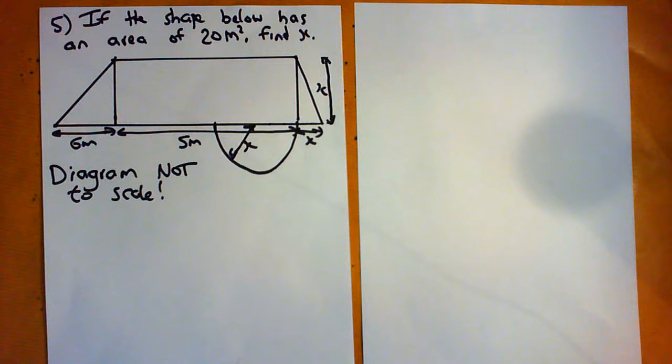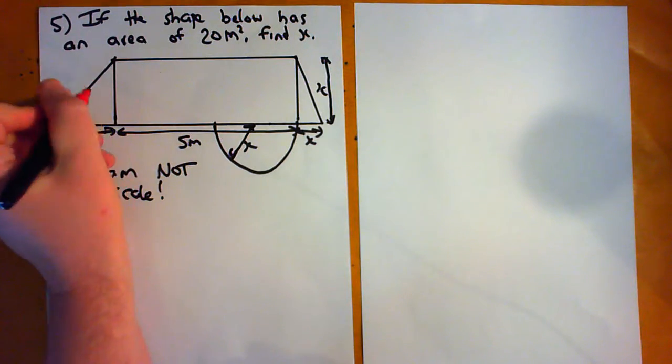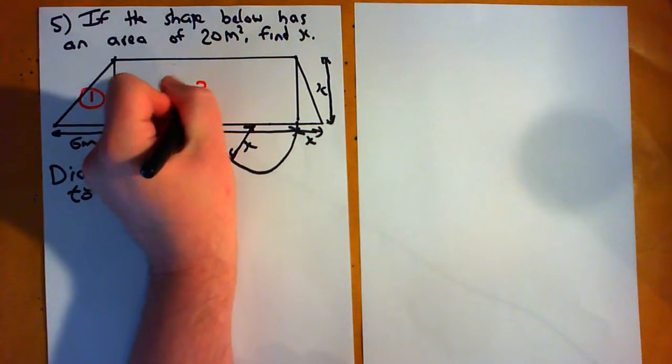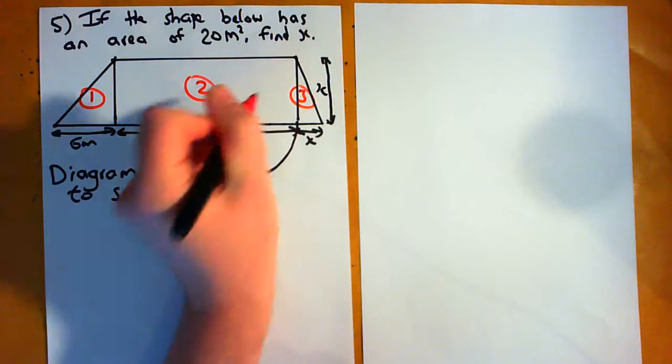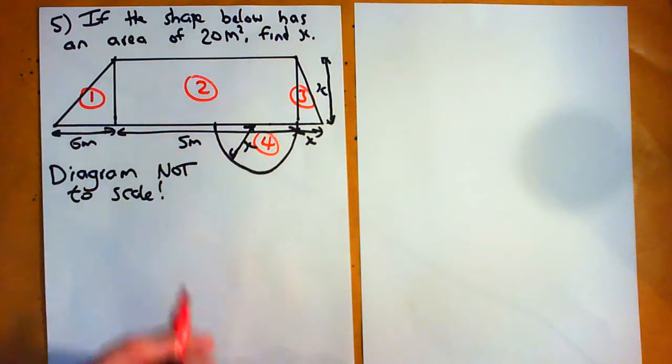If the shape below has an area of 20 square meters, find x. So the shape is made of 4 smaller shapes. It's made of a triangle, a rectangle, another triangle, and a half circle.